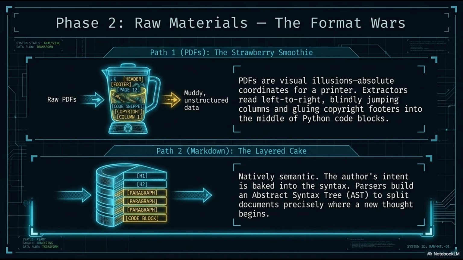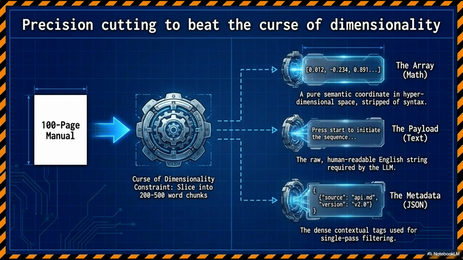But whether the original file was a messy PDF or a perfectly formatted Markdown file, the database ultimately doesn't know the difference, right? What physically gets inserted into a row in pgVector? The final output is standardized. For every single chunk, the database receives 3 distinct components. First, the vector array itself, the mathematical representation. Right, the 1536 numbers. Yes.